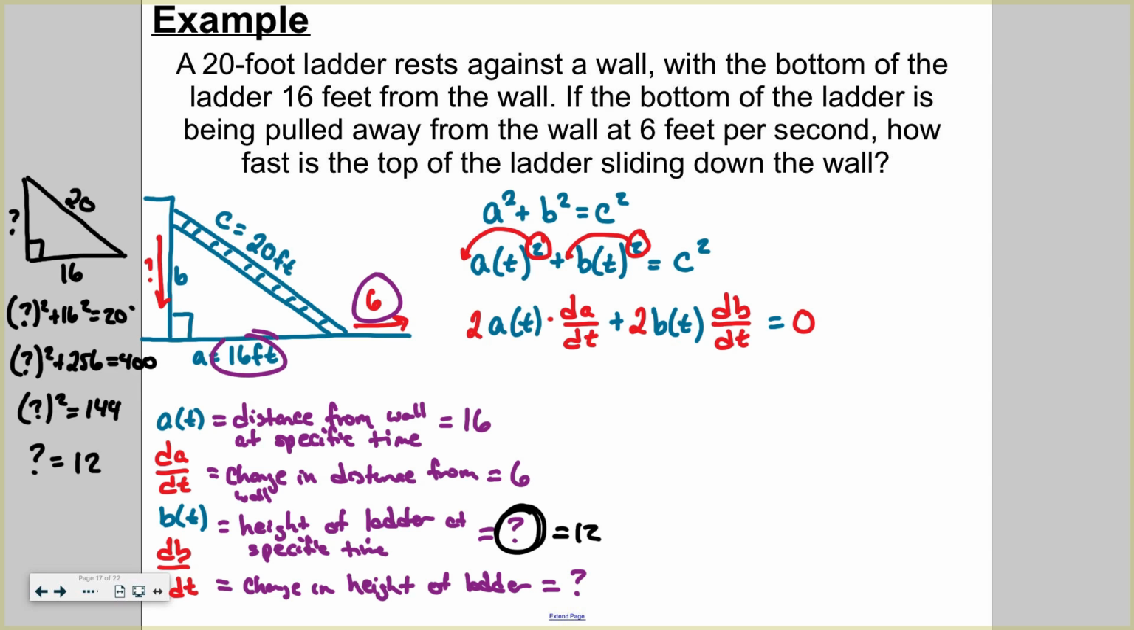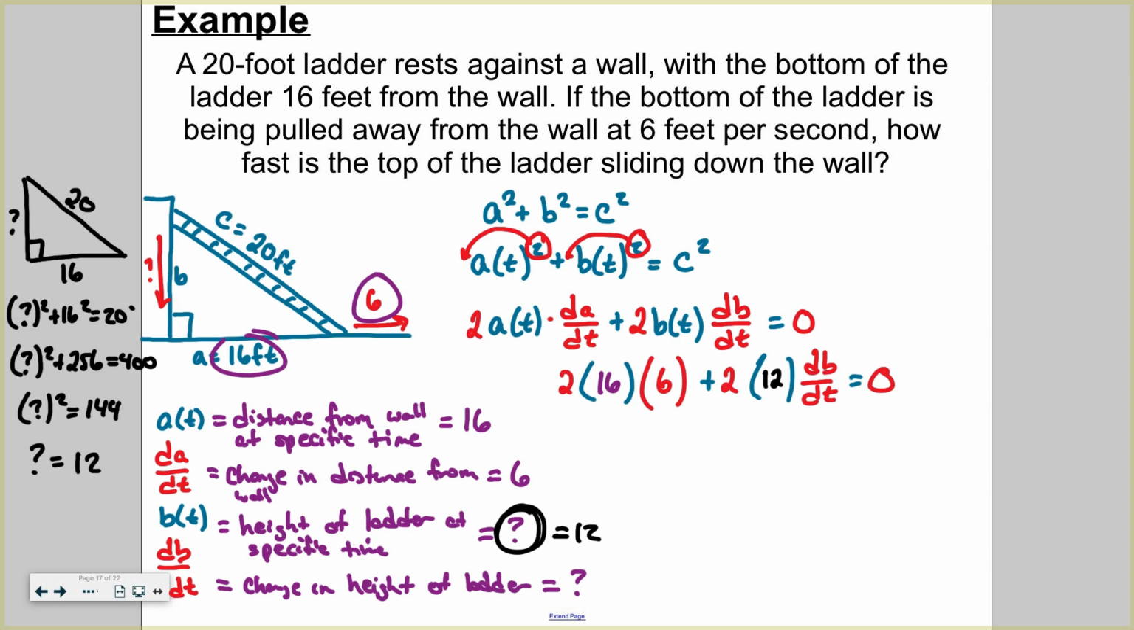So now we know that part. And now we can plug all these values into our derivative and solve for the one we're missing. So let's see, we're going to have 2 times 16, and then times dA dt, which is going to be 6, plus 2 times b of t, which we found out is going to be 12, dB over dt equals 0. And now we just simplify and solve using algebra.